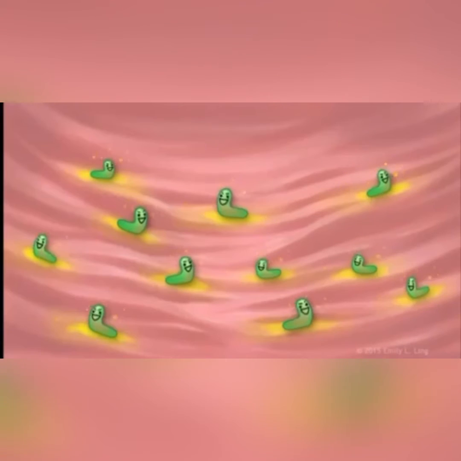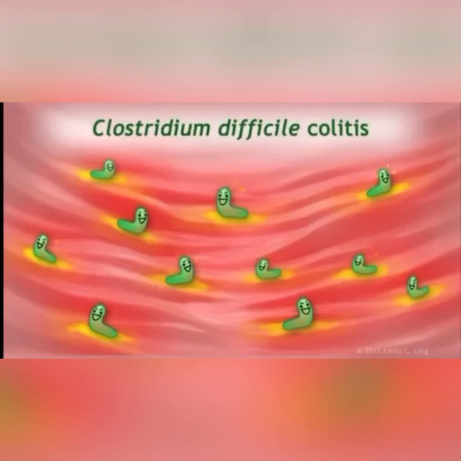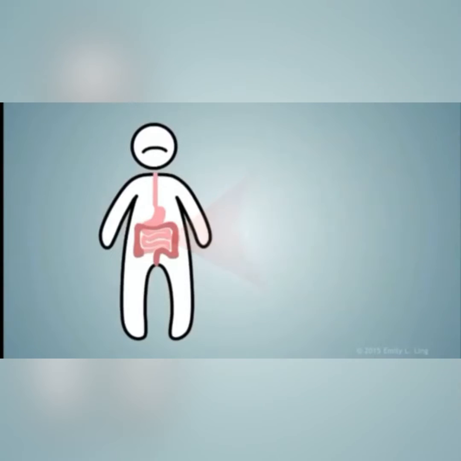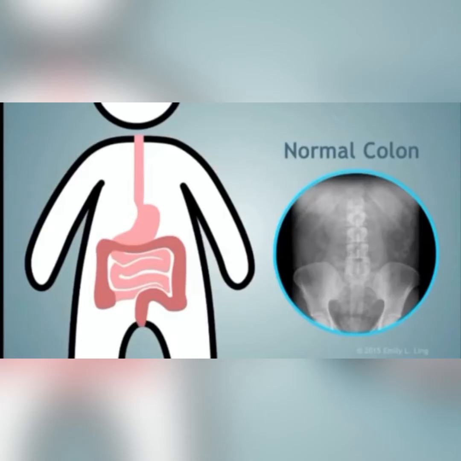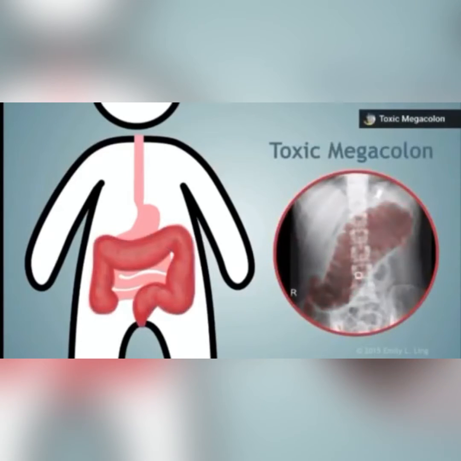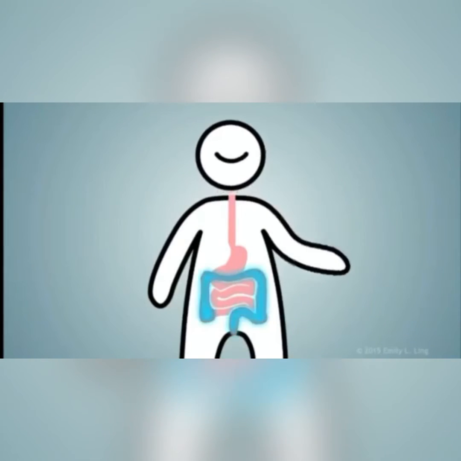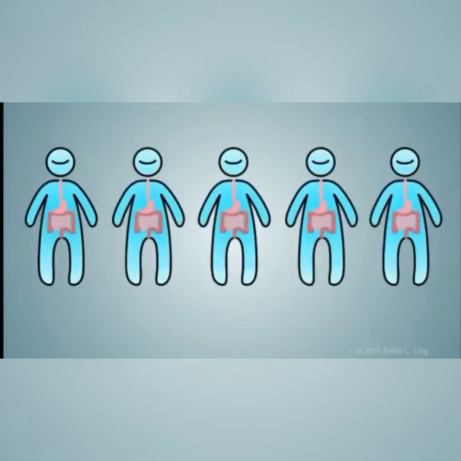Toxins released by Clostridium difficile can damage the lining of the colon, a condition known as Clostridium difficile colitis. Clostridium difficile infection can lead to life-threatening complications, such as toxic megacolon, where the colon becomes dangerously enlarged. Clostridium difficile is normally treated with a course of antibiotics, but recurrent infection occurs in between 20% to 60% of patients after an initial episode.